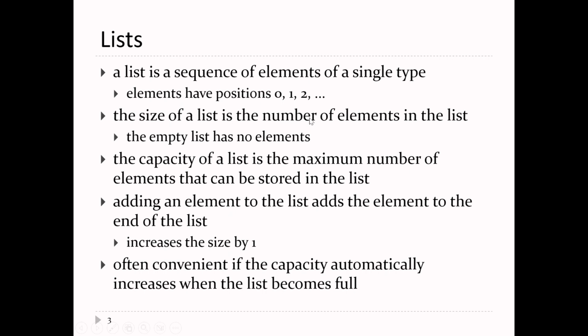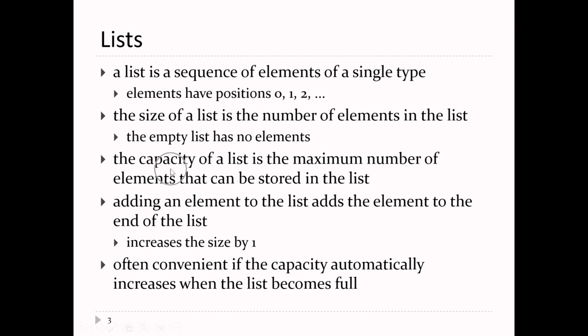Okay, so a list is just a sequence of elements of some single type. The elements in the sequence are indexed using an integer value, so 0, 1, 2, and so on. C is not Python, so you don't have negative indexes. You only have non-negative indexes in C. The size of the list is the number of elements in the list. So the empty list has 0 elements, or a size of 0.